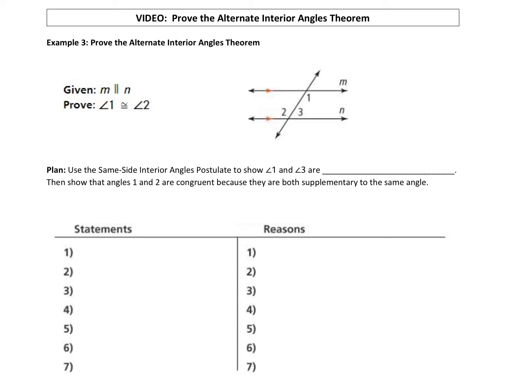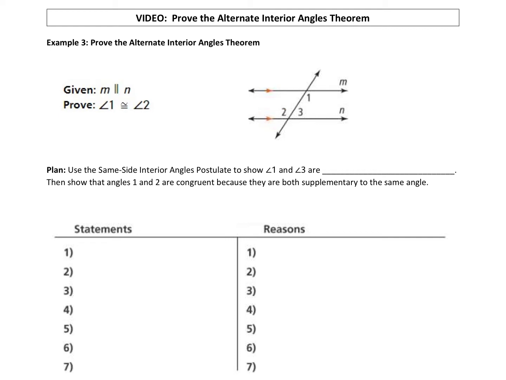All right, so we're going to prove the alternate interior angles theorem. We are given M is parallel to N. That's that symbol for parallel, and we can see we have some extra arrows to show parallel lines. We want to prove that angle 1 is congruent to angle 2.